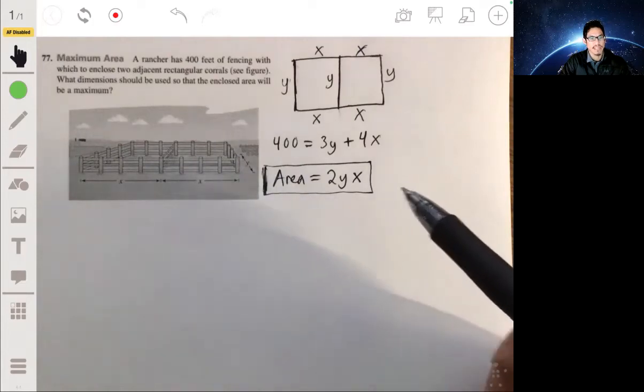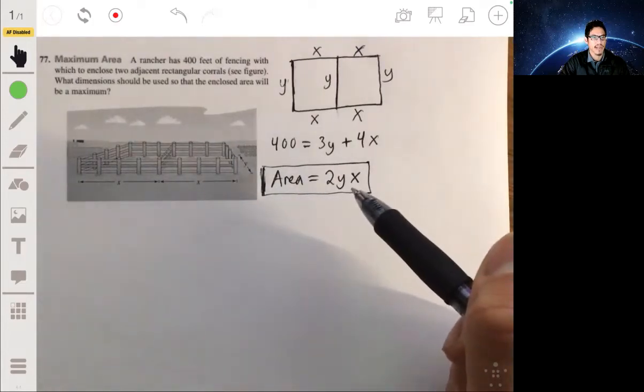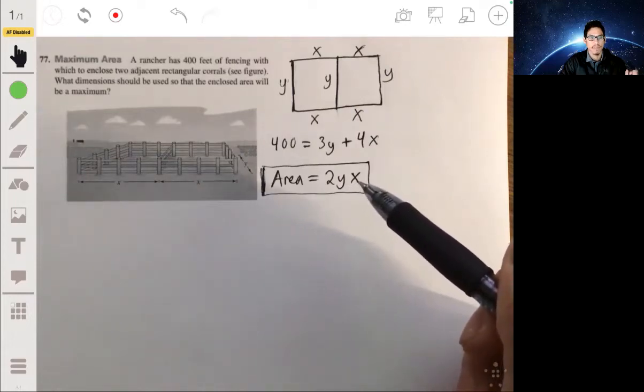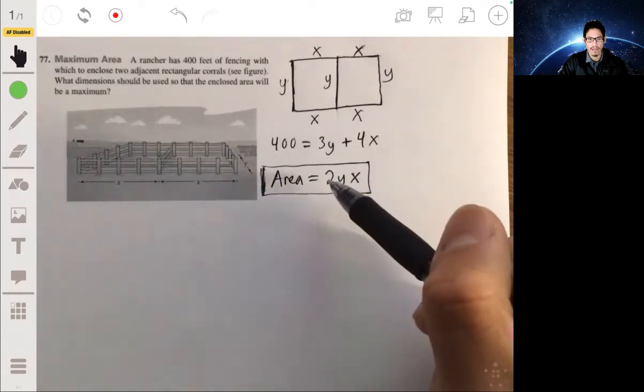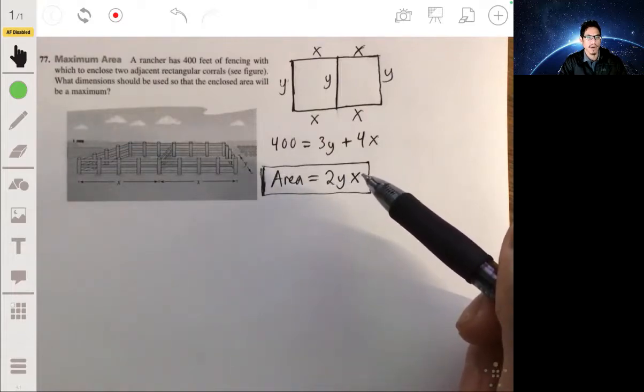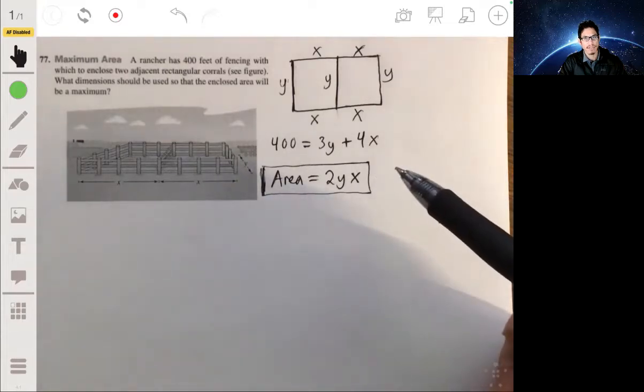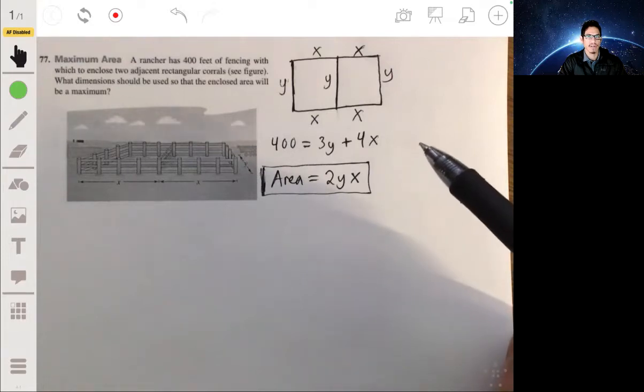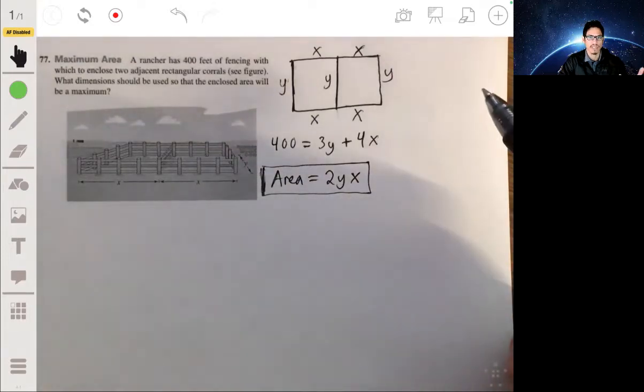The idea is to find an equation for area in terms of just one variable. Let's just say x. So let's make an equation for area in terms of just x. Then we can find the maximum area by differentiating the area with respect to x, finding the critical values, and then seeing how those critical values behave relative to each other. We could do the first derivative test, second derivative test, or just compare function values. It just depends on the problem.